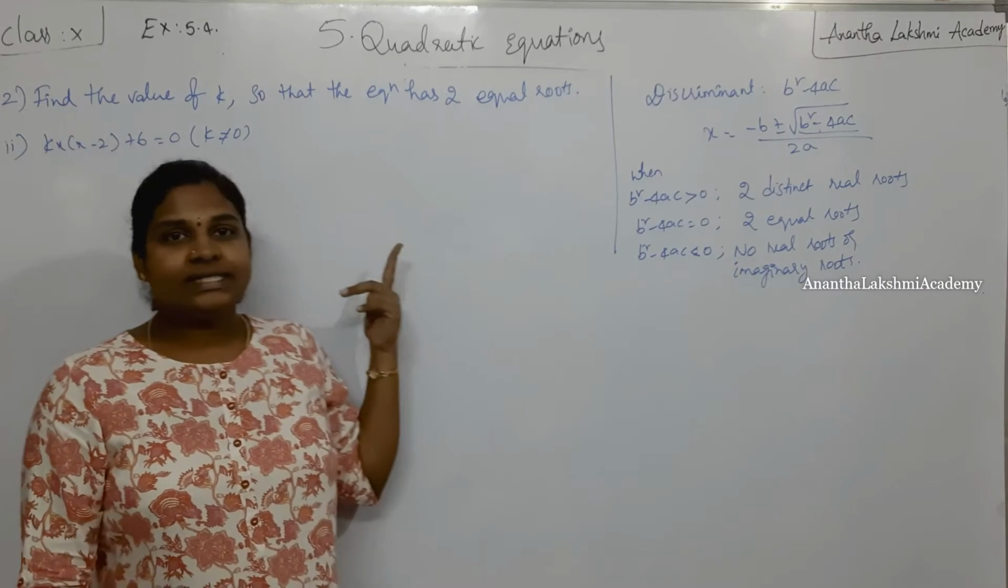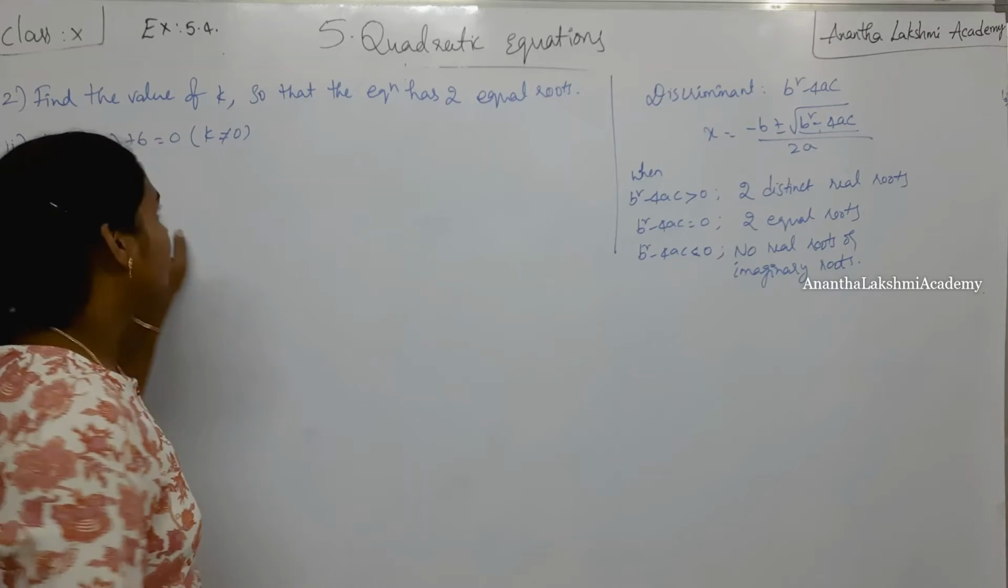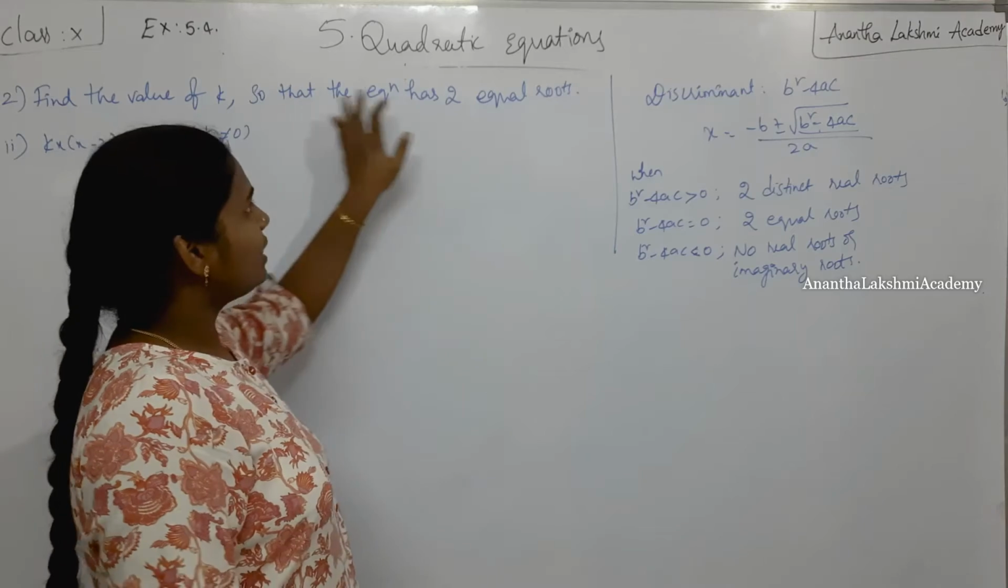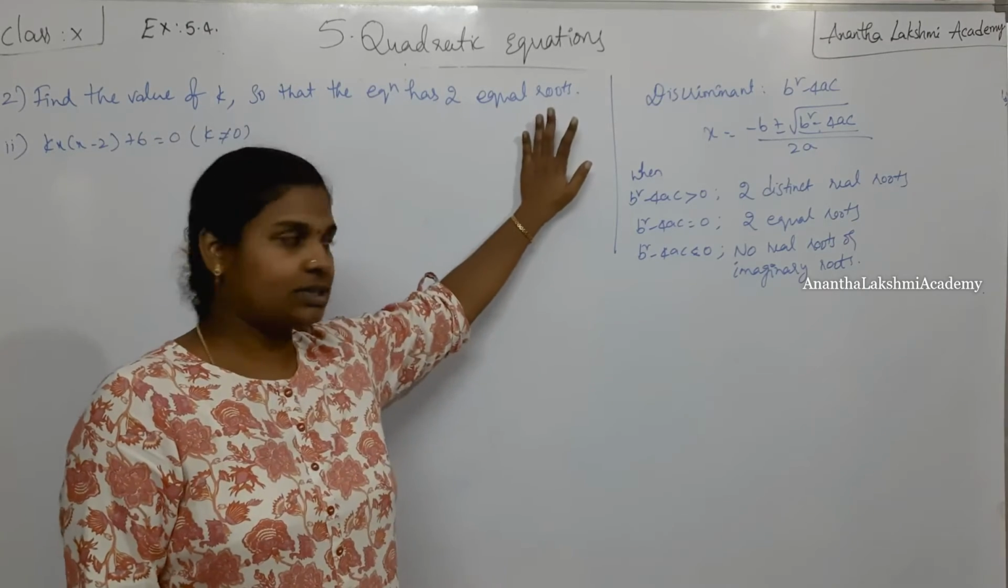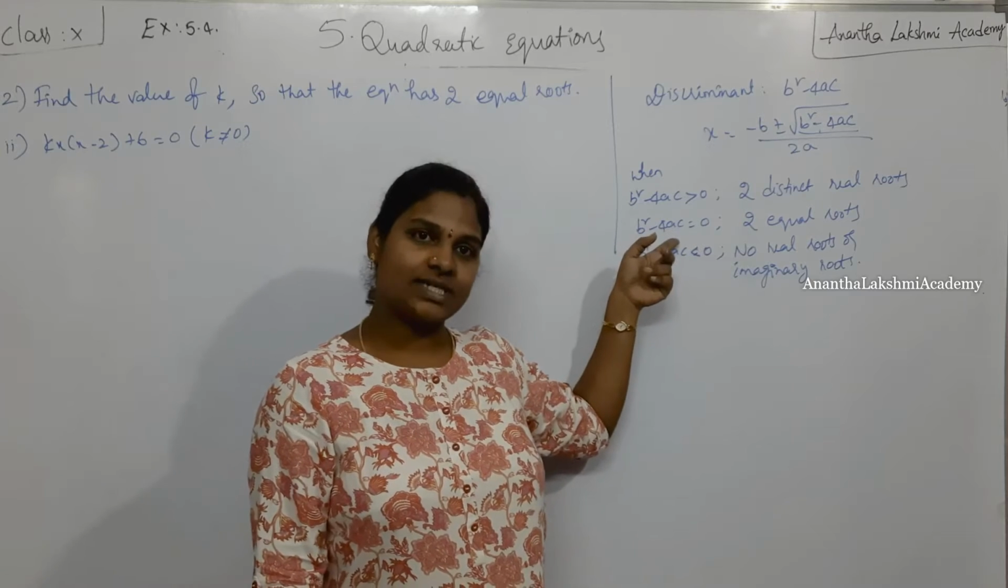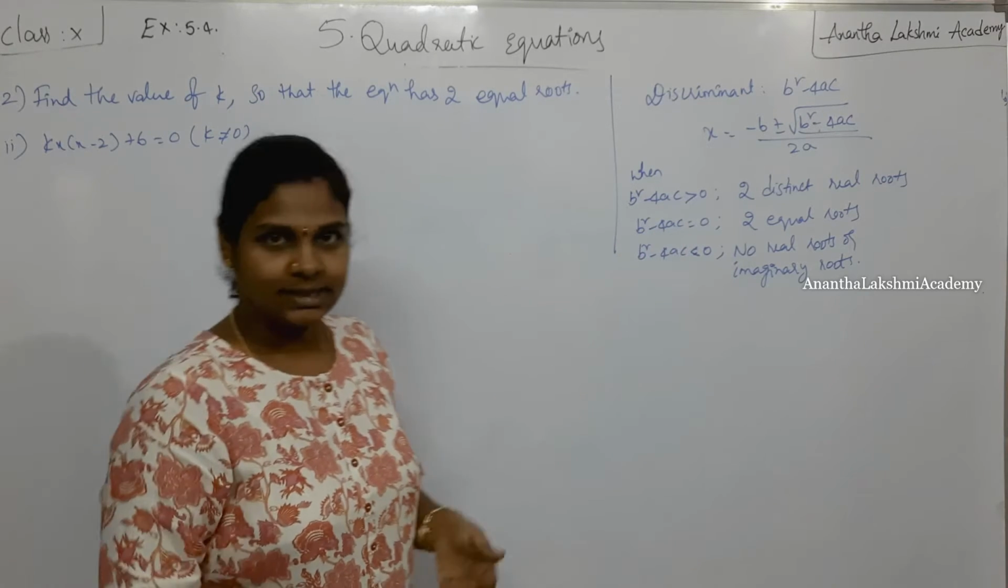So there are two bits in the second problem. I am solving the second one, wherein they are asking us to find the value of k so that the equation has two equal roots. When does an equation have two equal roots? When b square minus 4ac, the discriminant, is equal to 0.